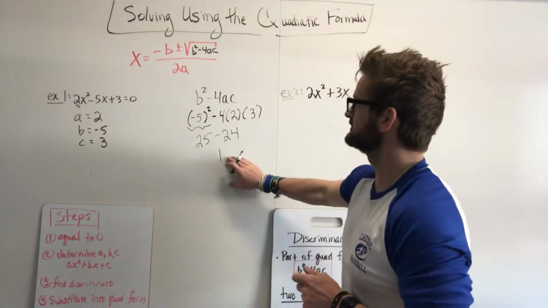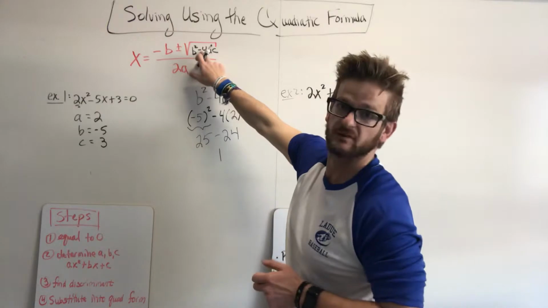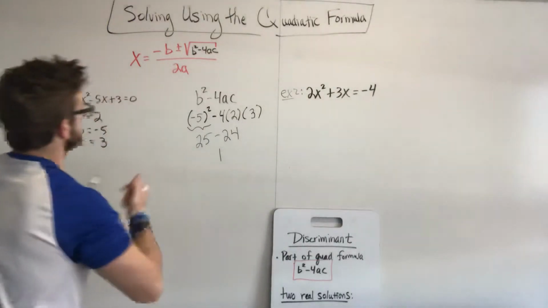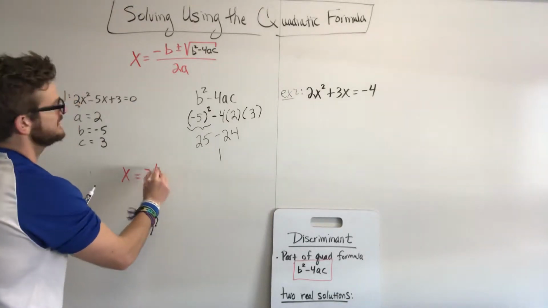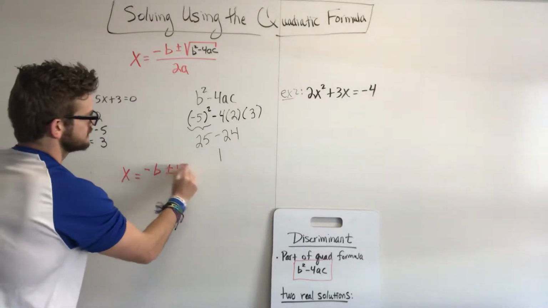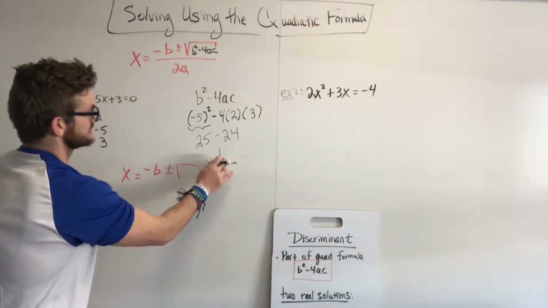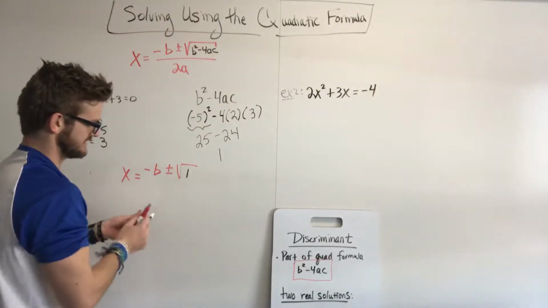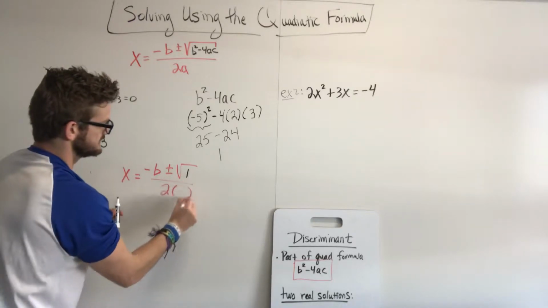When we find the discriminant to be 1, we're going to take that and substitute that into the quadratic equation. So we have x equals the opposite of b plus or minus the square root. And remember, the discriminant is what goes inside there. So we found that portion to be 1. It goes inside the square root. And then it's all over 2 times a.